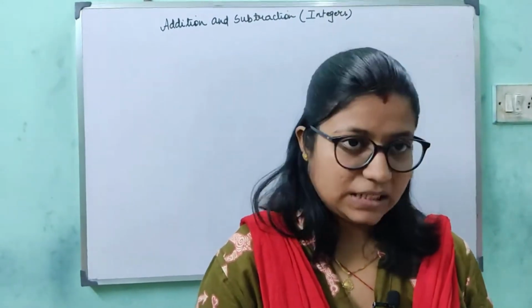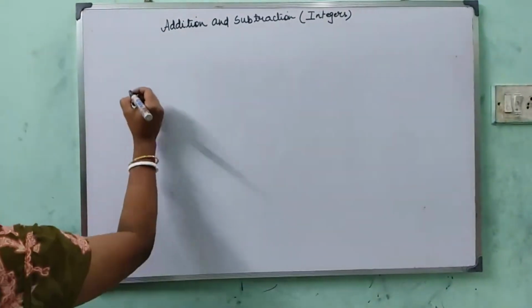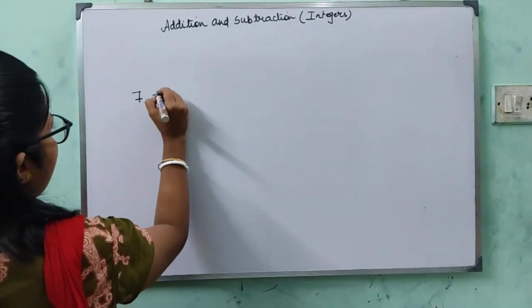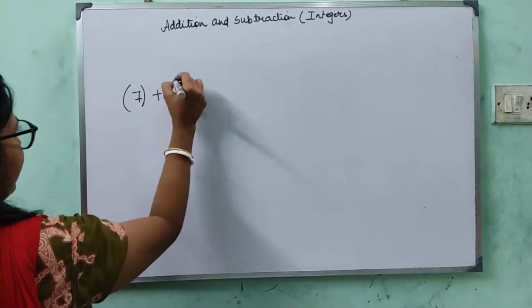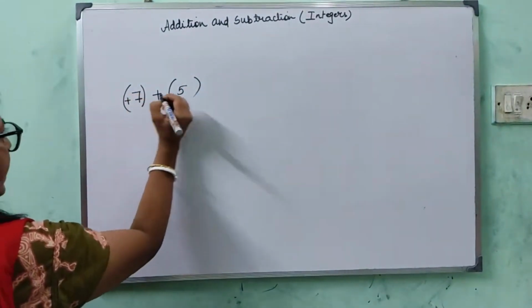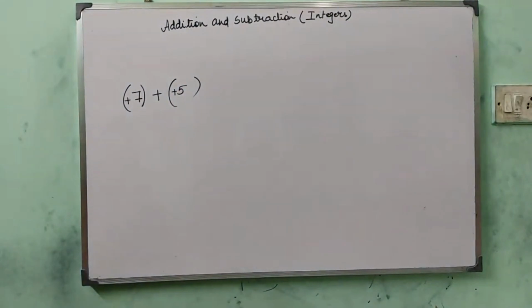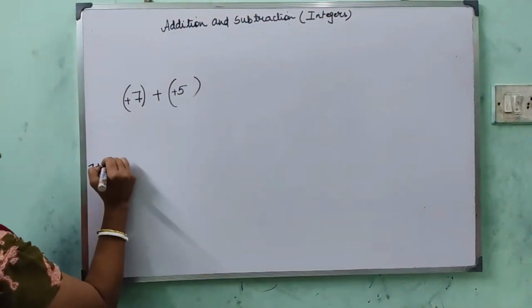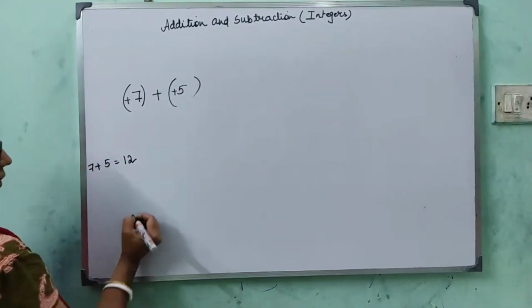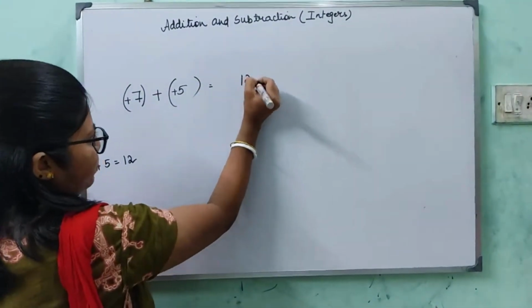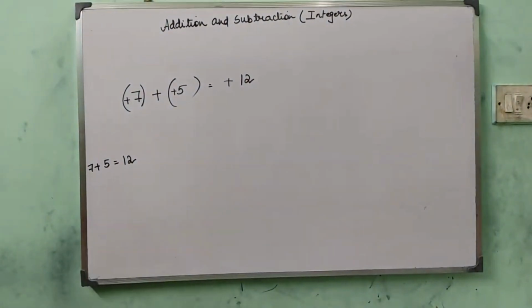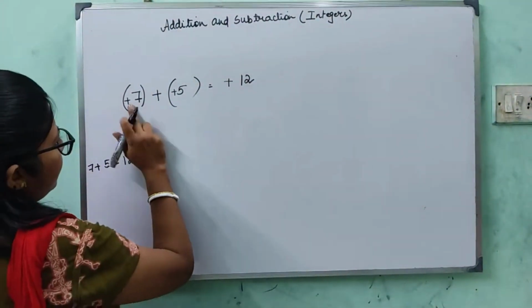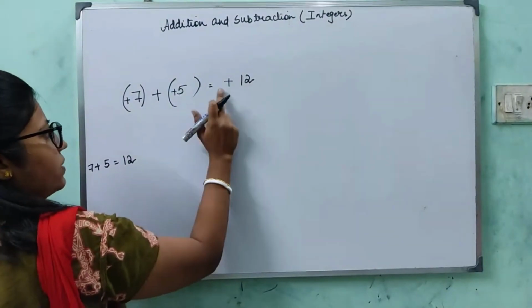Today we are going to learn about the addition and subtraction of integers. Now if I tell you add 7 and 5, that means if I consider 7 as an integer and 5 as an integer, I can say adding plus 7 and plus 5. So we know that 7 plus 5 is equal to 12. No sign means a positive sign. So what I can see over here, plus 7 plus 5 is equal to plus 12.